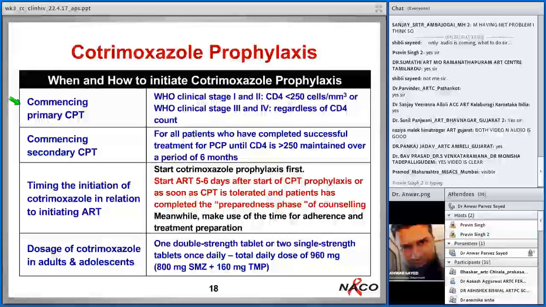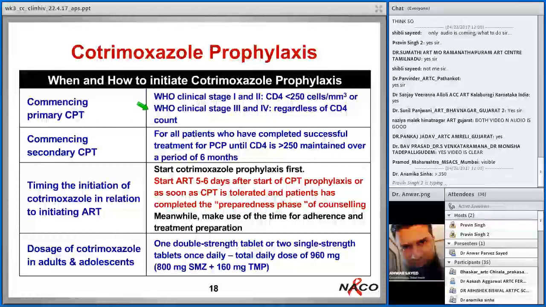This slide is from the recent NACO presentation. When to commence primary CPT: in all WHO clinical stage 1 and 2 if CD4 count is less than 250, and in stage 3 and 4 regardless of CD4. If you have already received that communication of 350, please read this as 350. As I did not find any slide, I have not put it, but as Dr. Anamika mentions, it is more than 350. That is absolutely fine. It is correct.